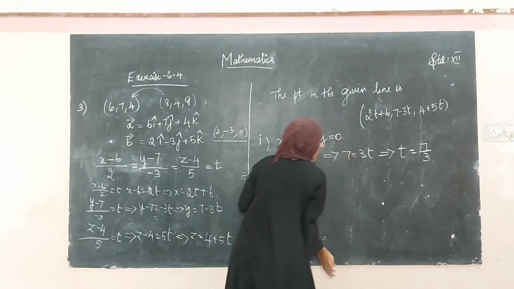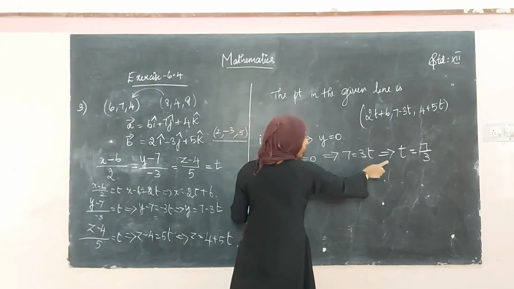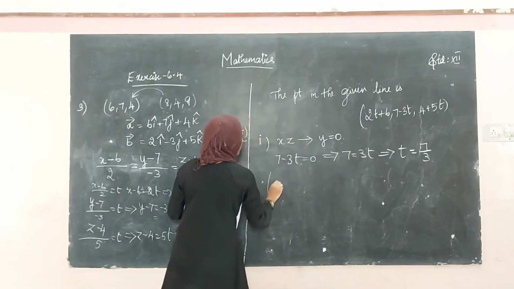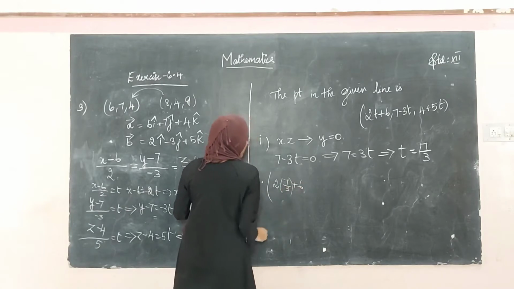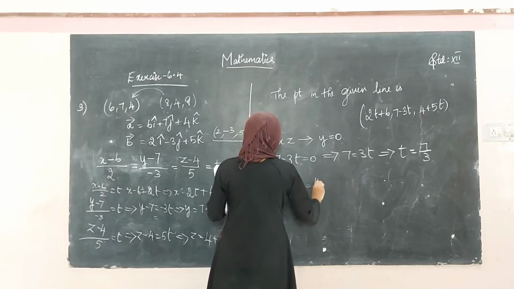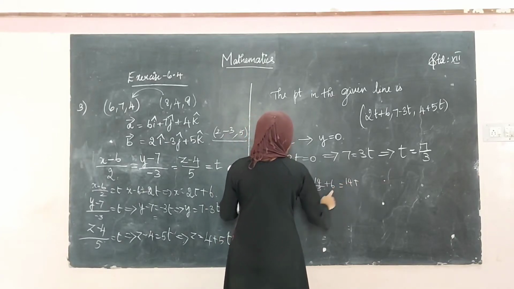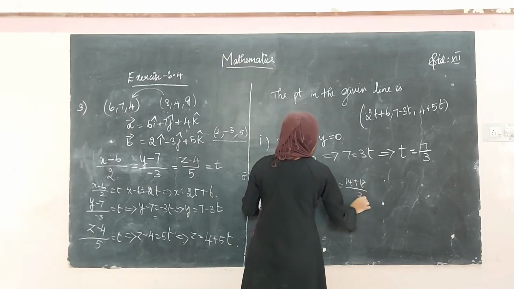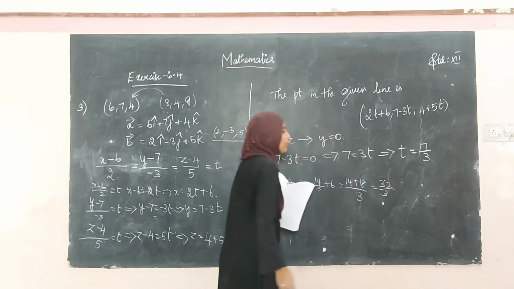Now tell me the point when it is passing through the xz plane. We have to substitute the value of t in these points. So 2 into 7 by 3 plus 6, right? 7 twos are 14 divided by 3. So it is 14 divided by 3 plus 6. So 14 plus 18 divided by 3, which is 32 divided by 3 is the first point.